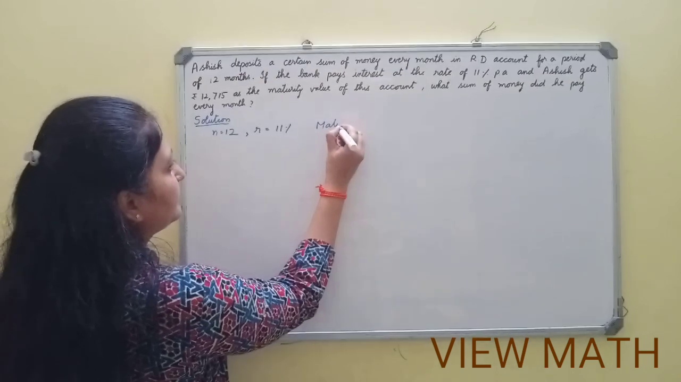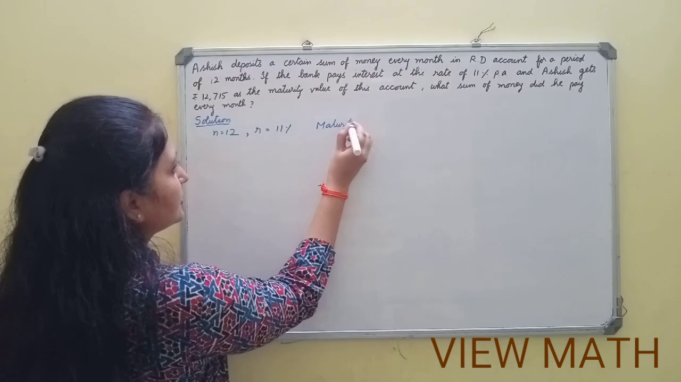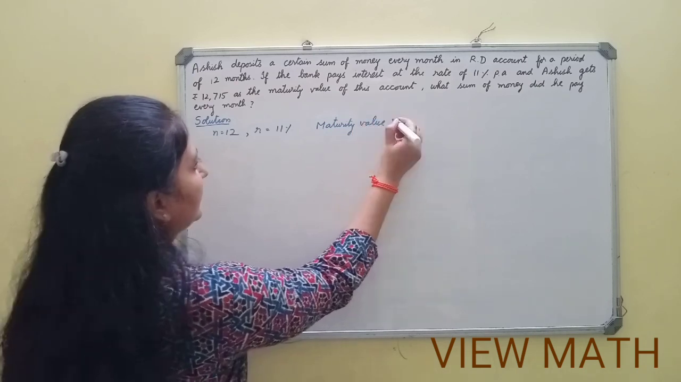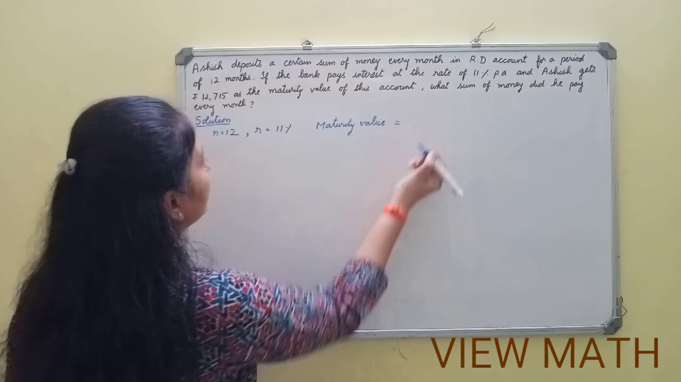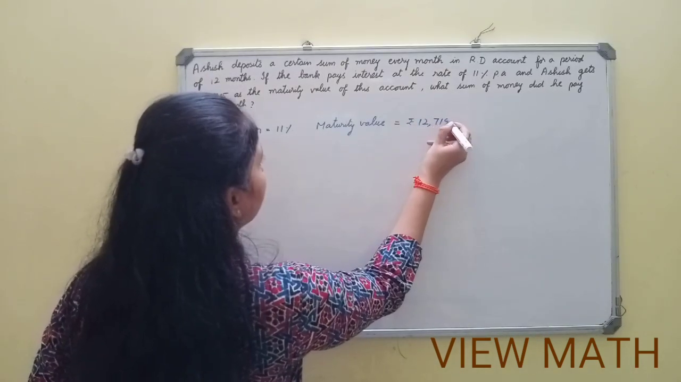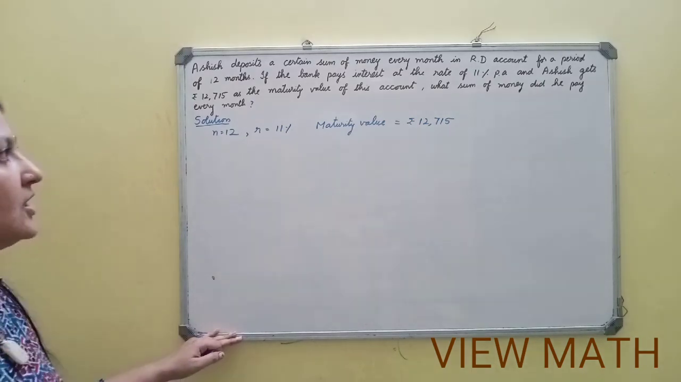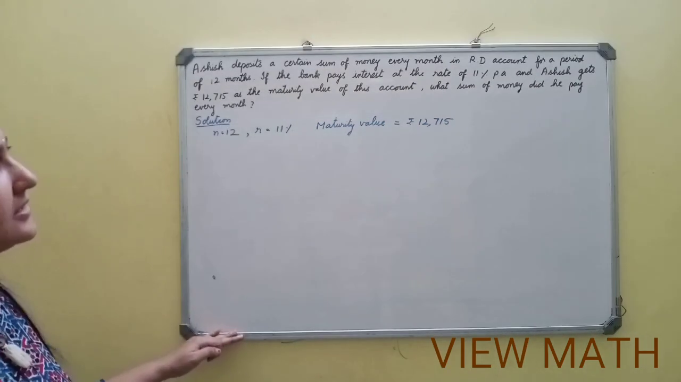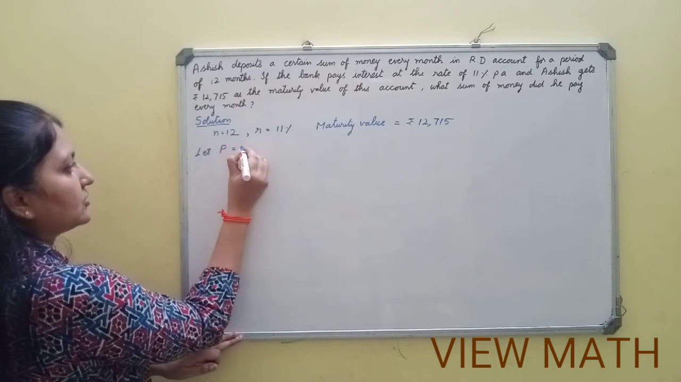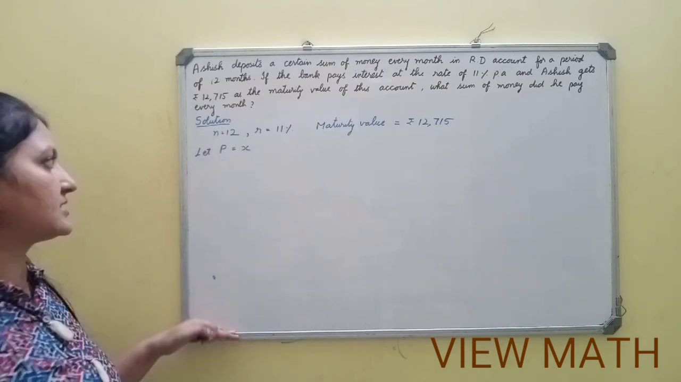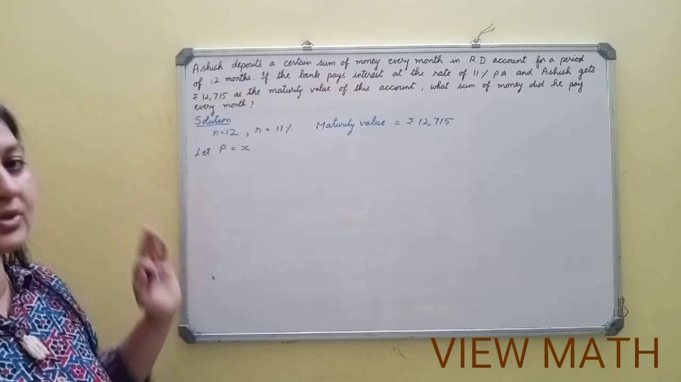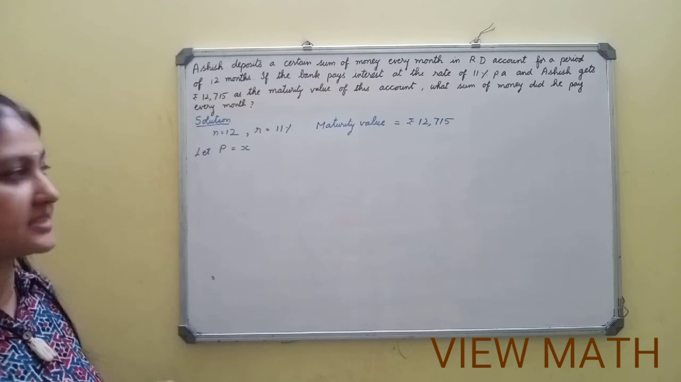In this problem they have given maturity value and they are asking us to find out P, that is a monthly installment, monthly deposited amount. Maturity value is rupees 12,715. Let me take P. This is the thing they are asking us to find out. Let me take P is equal to X. Even if you keep as P also no problem, or you can take P is equal to X. We have to find out what is X.